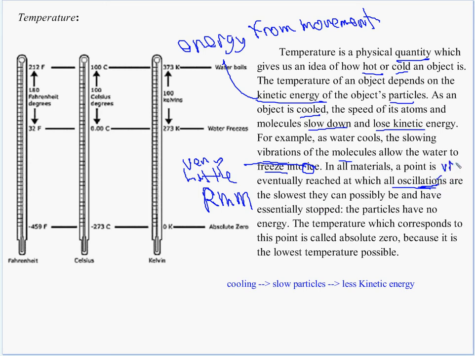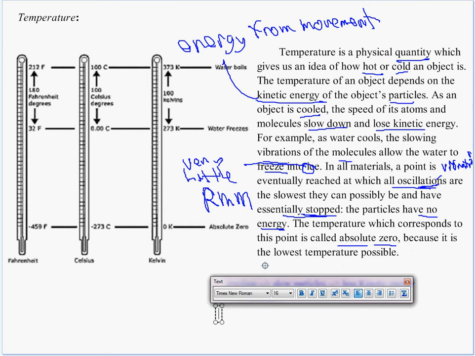Okay, vibration are the slowest they can possibly be and have essentially stopped. The particles have no energy. The temperature which corresponds to this point is called absolute zero because it is the lowest temperature possible. Okay, that sounds important seeing as they took half the paragraph. So absolute zero, the lowest temperature possible, no energy.